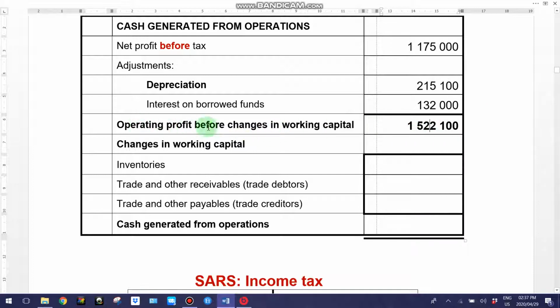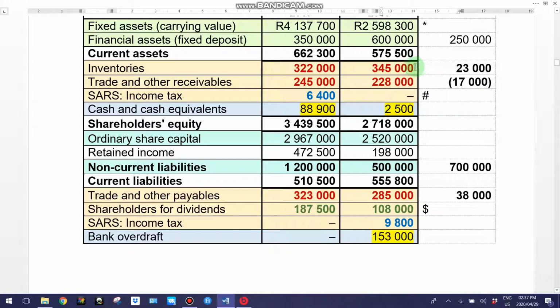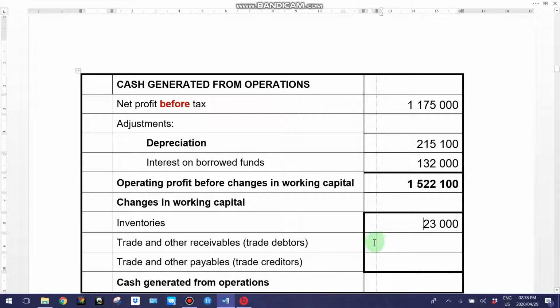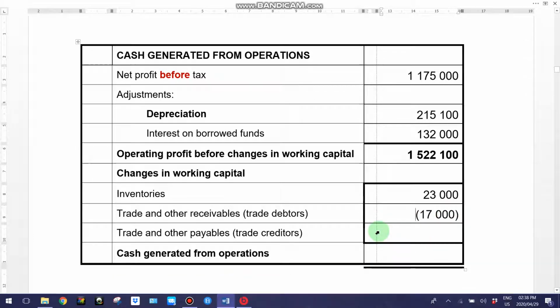This total will say operating profit before changes in working capital, and then now you look at your changes in your working capital, the one that I explained to you. Your inventories, what happened to inventories? That 23,000 was this amount here. It decreased, so therefore it's an increase in cash. So I don't put a bracket. And then my trade debtors, what happened to that? It increased, so therefore it represents an outflow of cash. I put that amount in there. I take it from the top. And then my creditors is an inflow of cash. So I've got two inflows, one outflow. My net change in working capital goes on the top there.